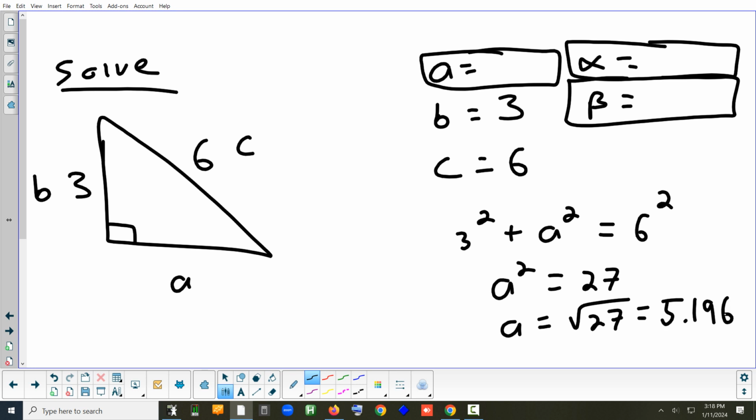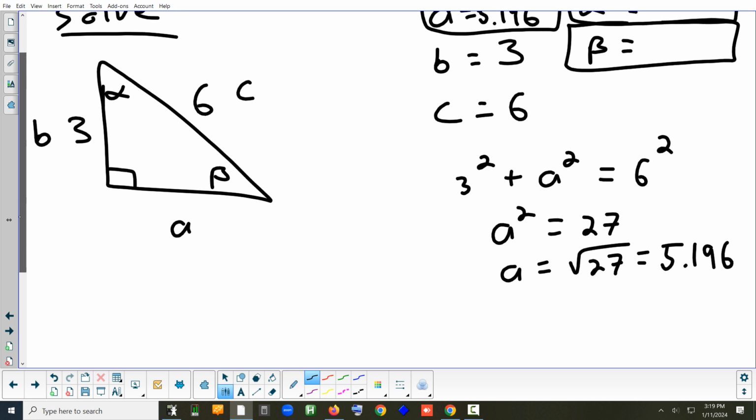Generally in the solve problems, we do decimals. When we're writing the trig ratios, we do exact answers. Okay, so we've got the side. The next thing we need are the two angles. Where's alpha? The top corner. Yep, it's going to be in the top because it's opposite A. All right, so that was to solve for A.